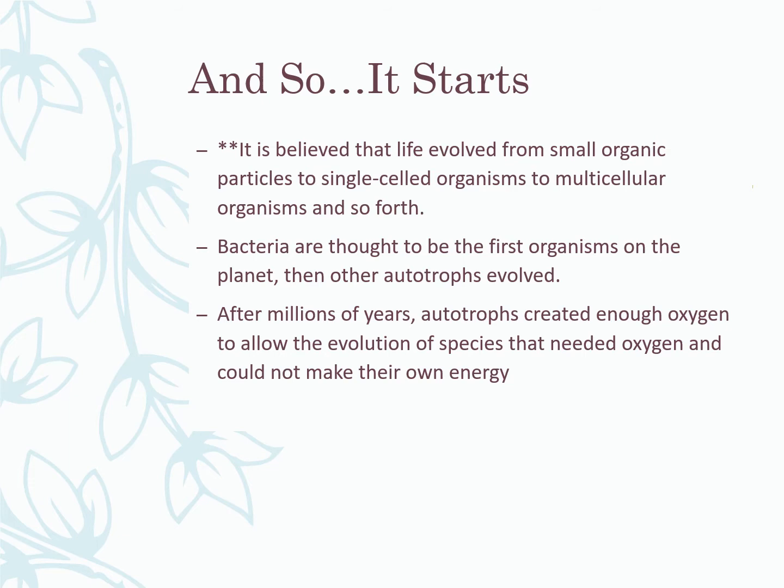So again, bacteria are thought to be the first organisms on the planet. Then other autotrophs evolved. Remember, autotrophs are things that can make their own food. Autotrophs being photosynthesizers, they take in gas and sun and water and produce sugar for themselves and then oxygen as a waste product. So after millions of years, autotrophs created enough oxygen to allow the evolution of species that needed oxygen and could not make their own energy.